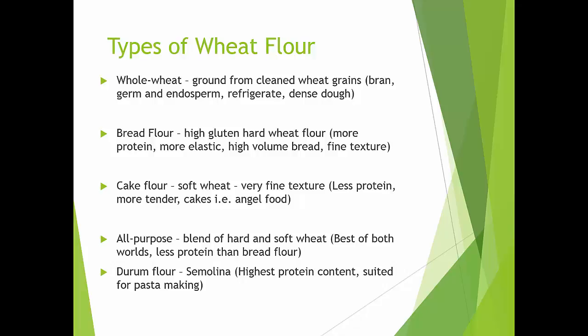Then you have cake flour. Cake flour is a soft wheat, produces a very fine textured product, has less protein, and it's more tender. And it's used for things like cakes, for example, angel food cake.